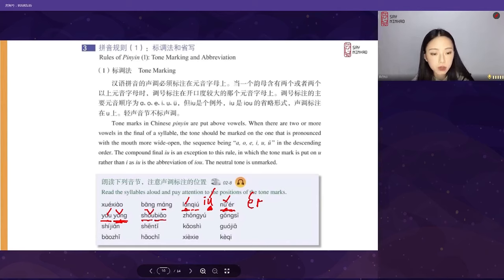Next one, bāoyào, because there is an a, we just need to mark a. Next one zhōng, mark the o, right? Then yú, we need to mark on the only final, just mark on it and remove the two dots of ü. Next one gōng, just mark on the o. And the only individual final. Next one, shí, there is only one letter in the final. Just mark it. And jiān, we see a, so we mark a, right. Next one is shēn, because there is an e, we just need to mark e. And then tǐ, there is only one final, just mark it.